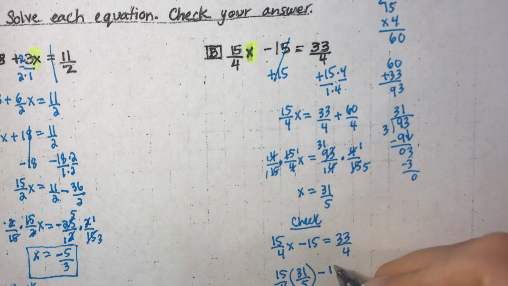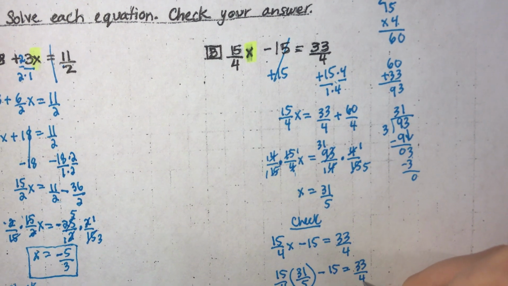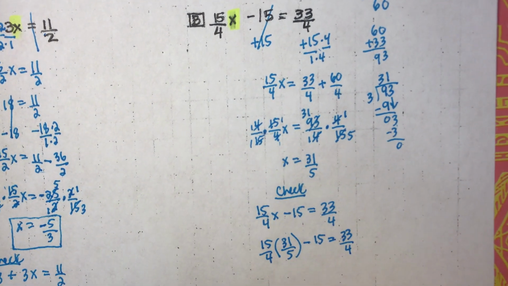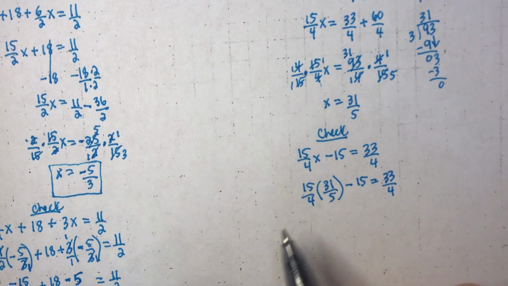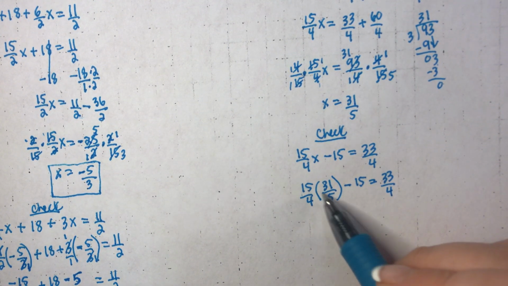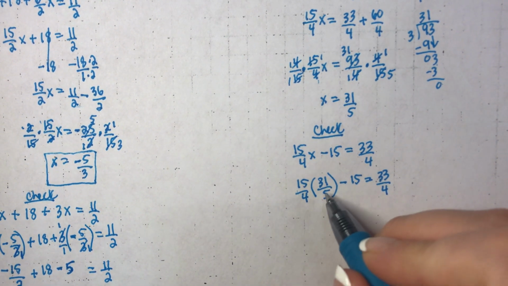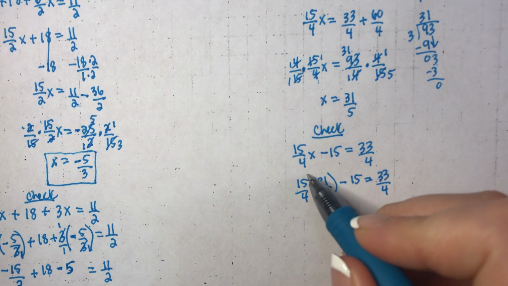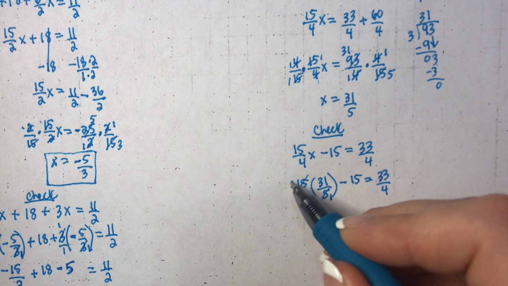Minus 15 equals 33 over 4. So now we're just going to go ahead and simplify this bit. So we're going to multiply this fraction. Look to cross cancel first. 4 and 31 can't really do anything. What about 15 and 5? Is there a common factor? The answer is yes, 5. 5 goes into 5 one time. 5 goes into 15 3 times.